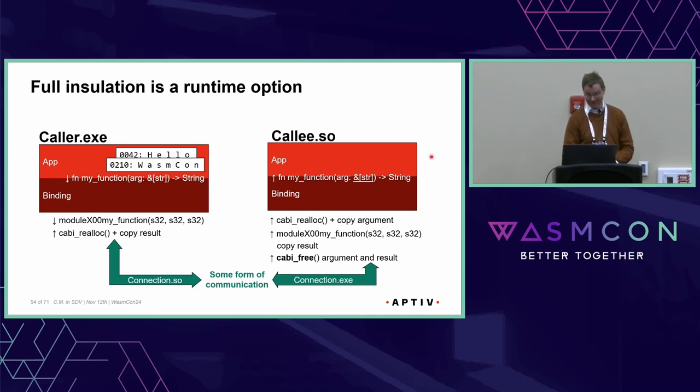But if we just exchange the linking between the executable and the shared object for a different shared object or for a different executable, we can add full insulation without changing or recompiling neither the callee or the caller. So we just use a new connection.so, which mimics the callee.so and provides all the functions. And we just use an executable on the right side, which invokes the callee whenever the caller just signifies so over some form of communication, mostly Ethernet, inter-process communication, something like that. So we can still use full insulation by using this API just as a runtime option.